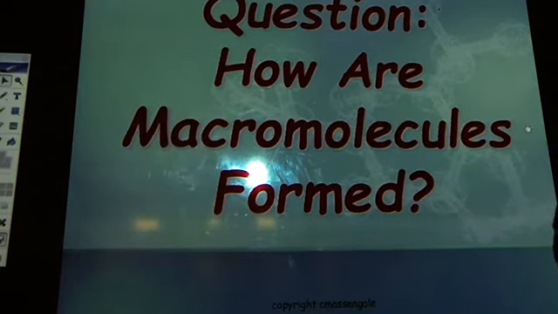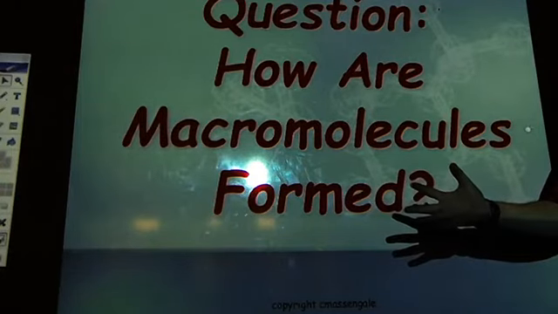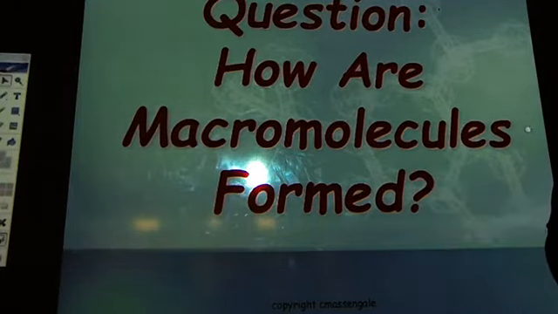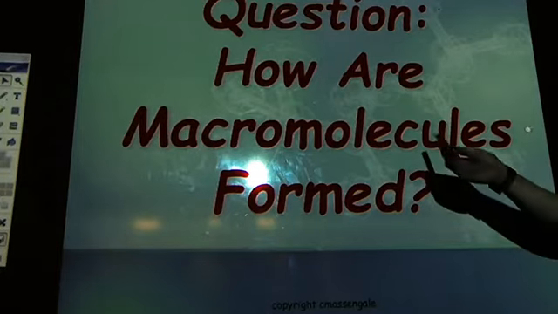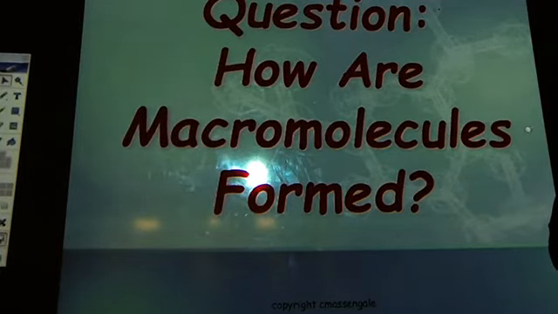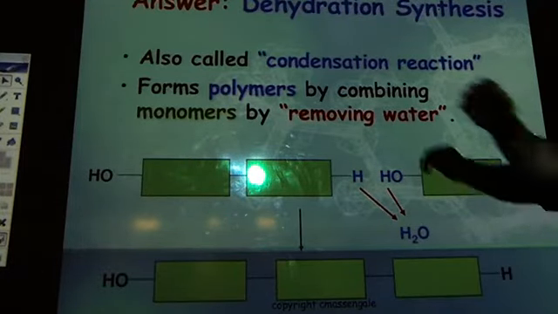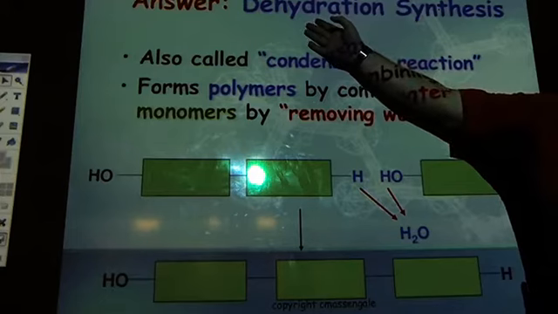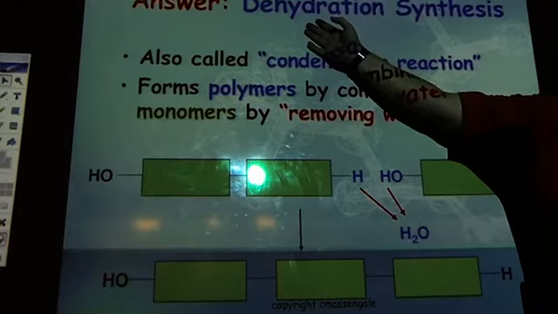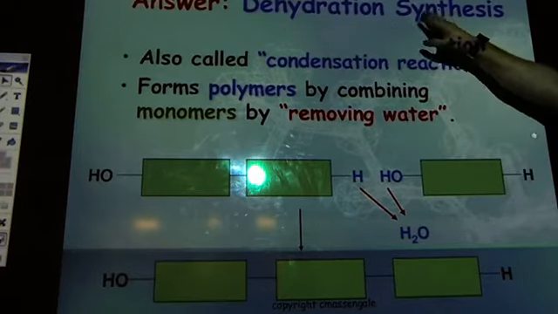So, here's my question. If I wanted to build a macromolecule, what would I do? So I want to take monomers and put them together to make a polymer. I'm not asking you the question for an answer right now because I'm about to tell you what it is. Something you've never heard of before. It's called dehydration synthesis. First up, what's dehydration? Taking out water. Yeah, lose water. Okay. What does it mean for synthesis?